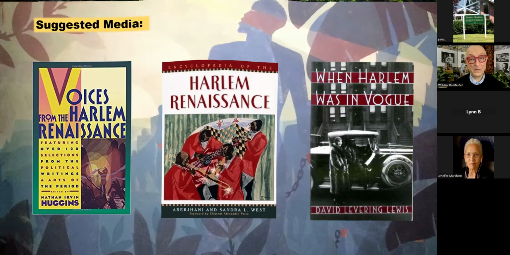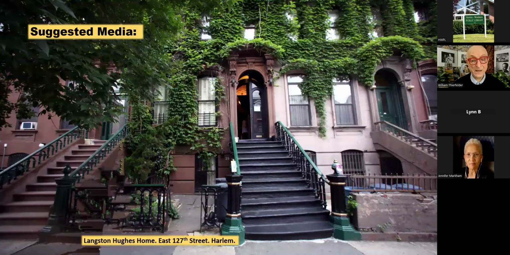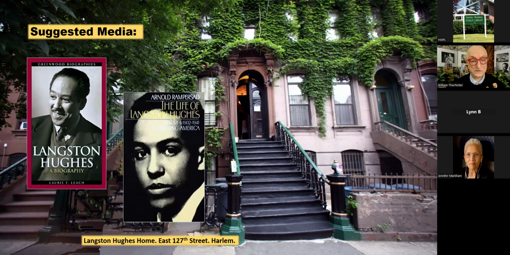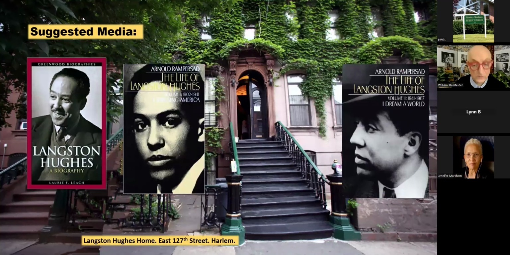Now, as far as Langston Hughes, there are two really fine biographies that I recommend. One is Laurie Leach's biography. It's one volume and an excellent introduction to his life. But there's the two-volume biography by Arnold Rampersad. Volume one describes his life before the Second World War, and volume two follows his life until his death in 1967. So it really depends on how much you want to know, but both biographies, the Leach and the Rampersad, are excellent.